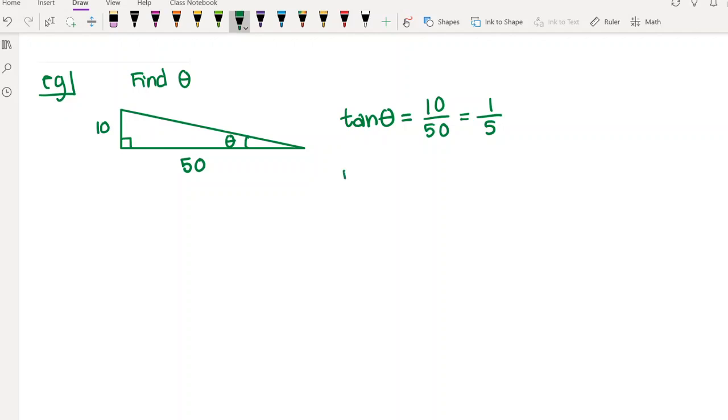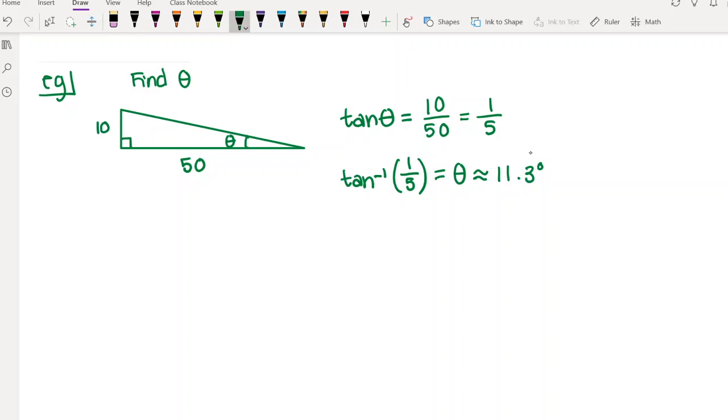So what does that tell us? If we're trying to find theta, we can do inverse tangent of 1/5, and that will give us our angle theta. If you type that into a calculator, making sure your calculator is in degrees mode, you'll find that it's approximately equal to, and I guess I started doing only 1 decimal place in my notes, so we'll do 1 decimal place for the rest of this video, approximately 11.3 degrees.